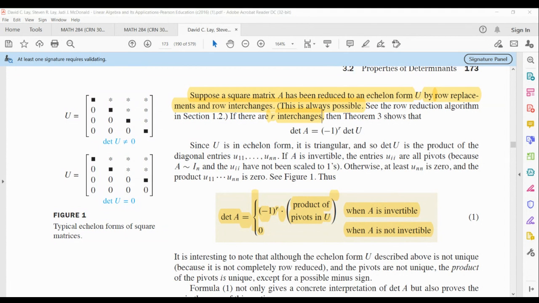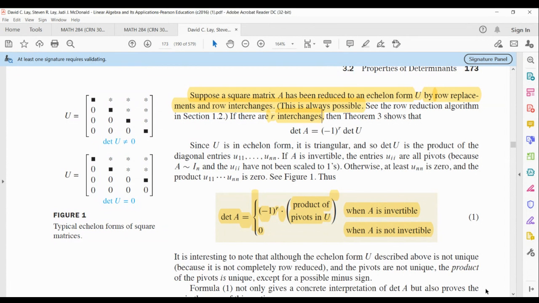That formula 1 there. Yeah, definitely easier than cofactor expansion for a computer to do. Okay, definitely easier.